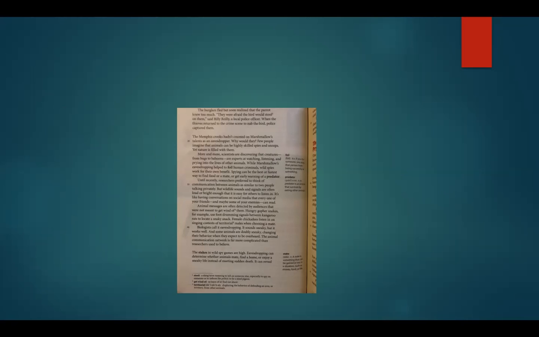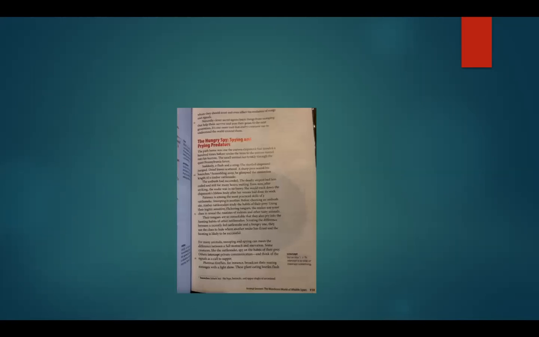It can reveal whom they should trust and even affect the evolution of songs and signals. Naturally, clever secret agents learn from the snooping that helps them survive and pass their genes to the next generation. It's one more tool that crafty creatures use to understand the world around them.